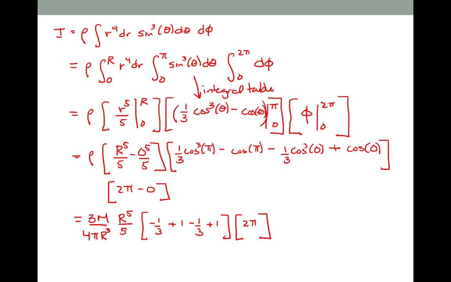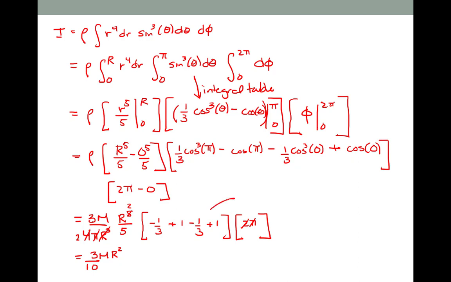Okay, there's some canceling that can happen. The r cubed can cancel part of the r to the 5th, leaving me an r squared. I have a pi here and a pi there. Those cancel. I have a 2 here and a 2 here. So I am currently at 3 over 10 times the mass times the radius squared.